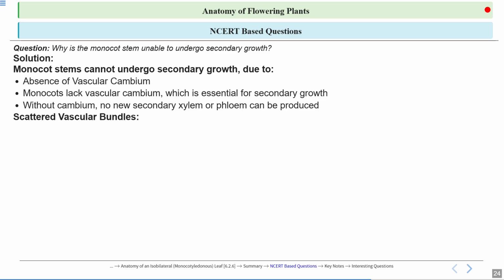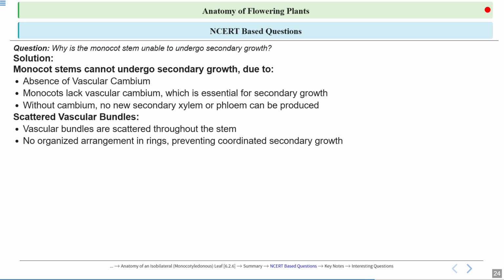Scattered vascular bundles. Vascular bundles are scattered throughout the stem irregularly. So there is no organized arrangement in rings, preventing coordinated secondary growth. This thing I was discussing when we were discussing the difference between the cortex region of the monocot and dicot, right? And actually they do not require this secondary growth. Okay.